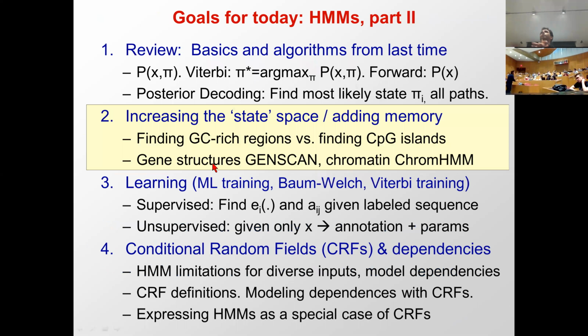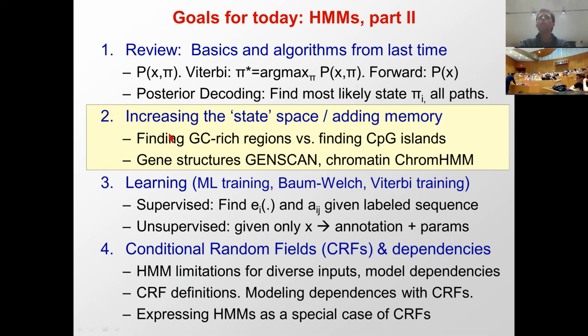All right, that's for the review. So basically, we have learned about Markov chains and hidden Markov models, the basics and the algorithms. We learned how to calculate pi star, how to calculate the total probability, and how to calculate pi hat with posterior decoding.